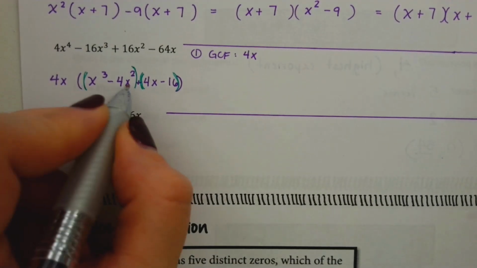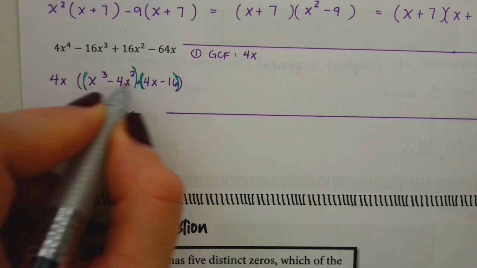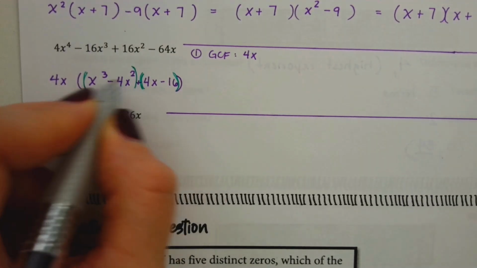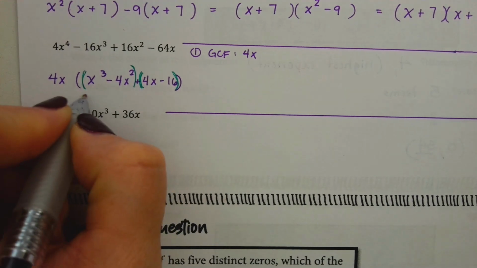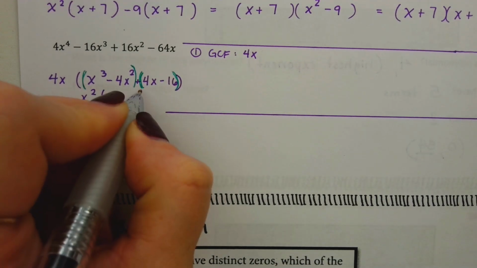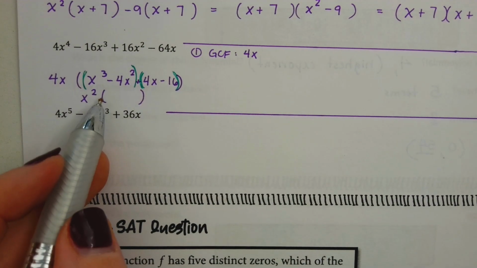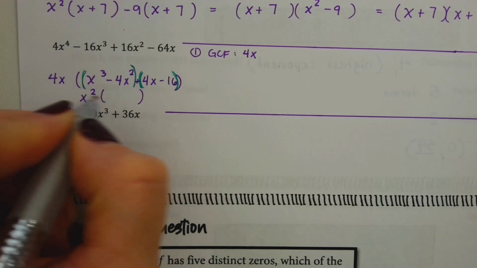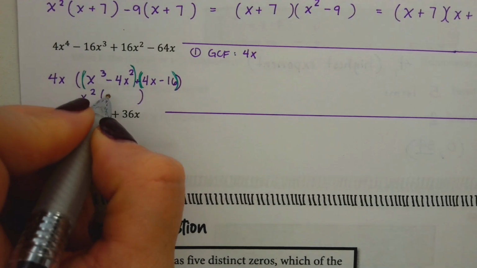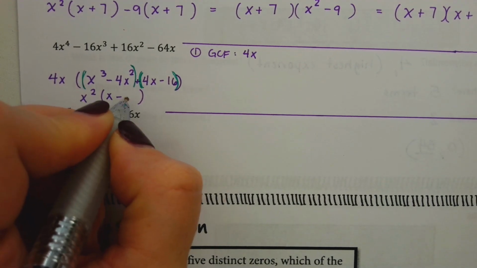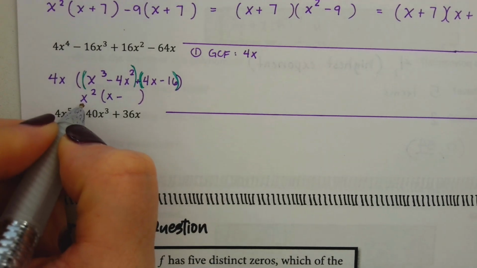What's the little baby GCF of this first group? Baby GCF of the first group. X squared. Good. And then we're going to divide both by x squared. That leaves us with x cubed divided by x squared, x, minus 4x squared divided by x squared, 4.